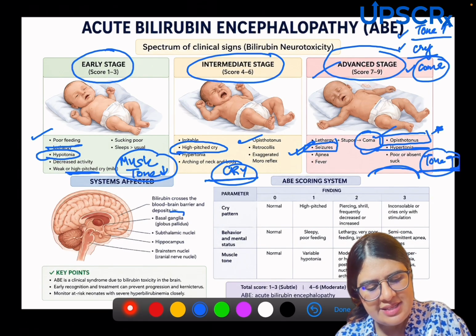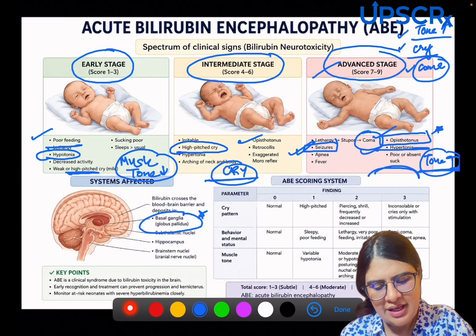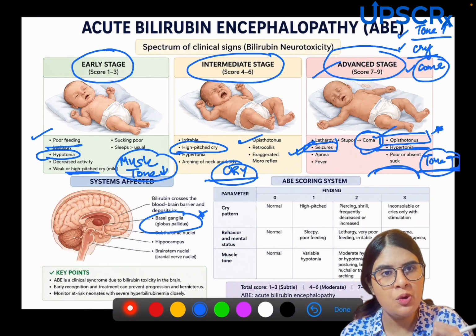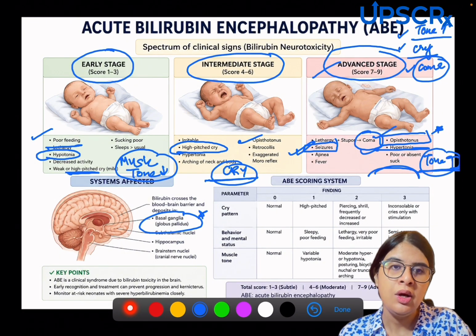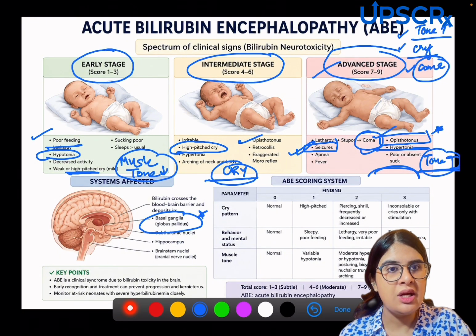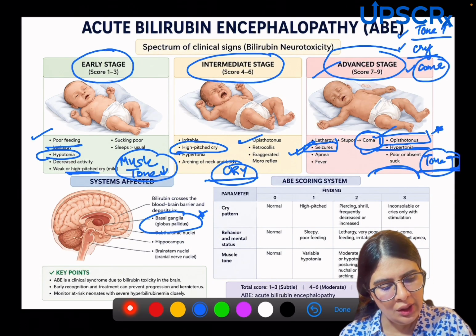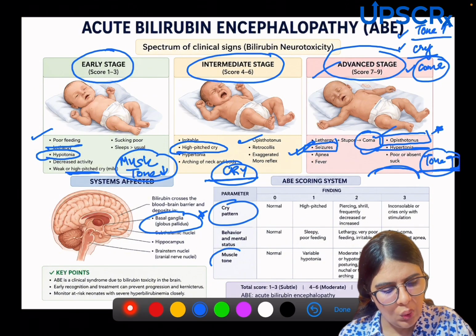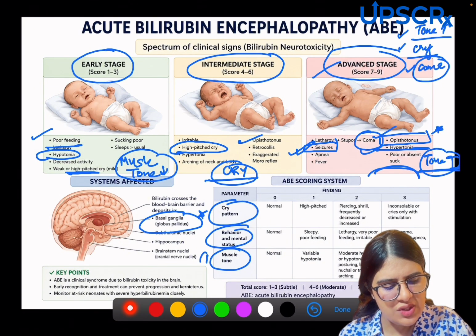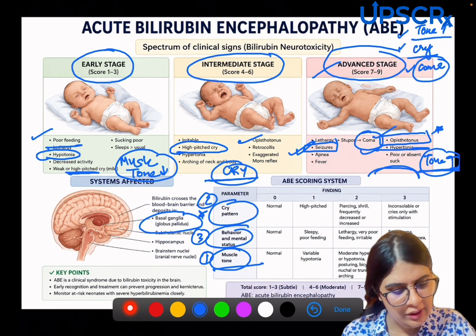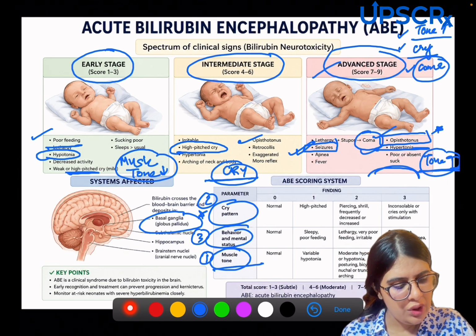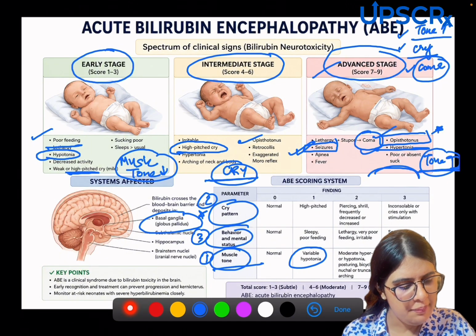So usually the basal ganglia is affected, because bilirubin has an affinity towards the gray matter and particularly the basal ganglia. So this is the cry pattern, the tone, and the mental status. These three things you have to see: the muscle tone, the cry, and the behavior. So tone can be variable. Here, severe hypertonia is there usually.